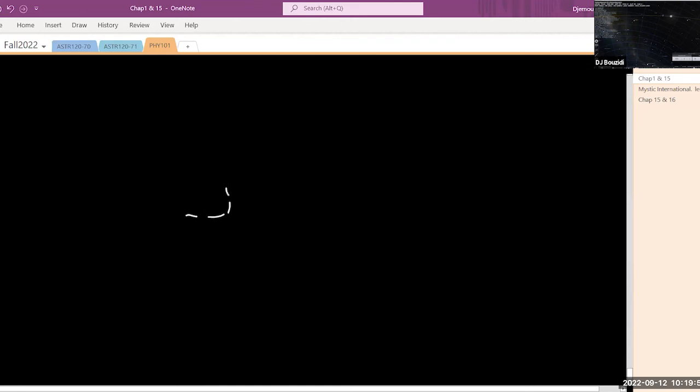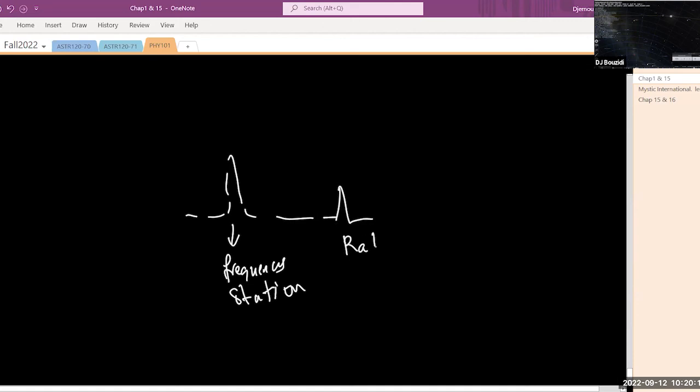Your station, for example, your favorite station is broadcasting at a given frequency. So this is the frequency of the radio station. Your radio actually is tuned for a frequency. So this is your radio. These two are not equal. So in this case, you're not going to receive your favorite station.